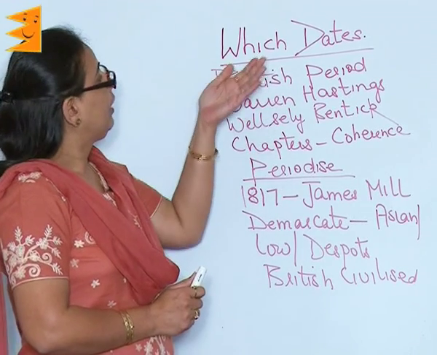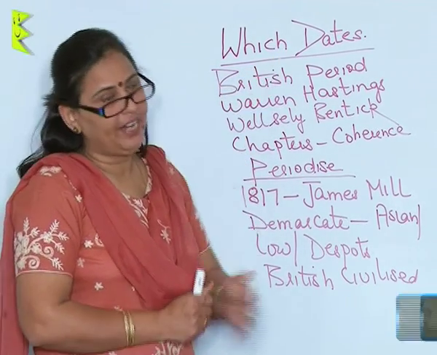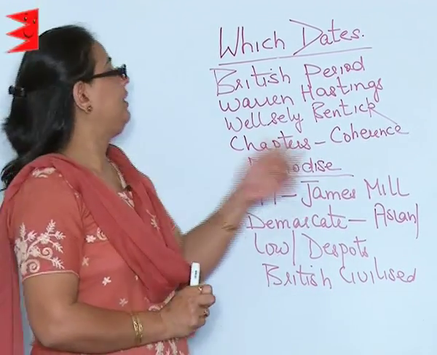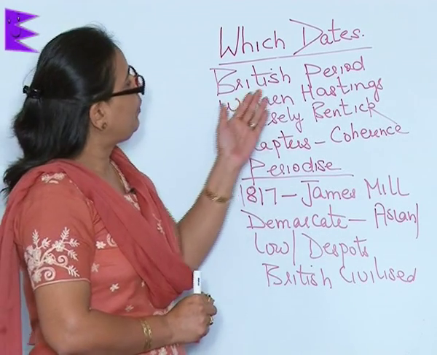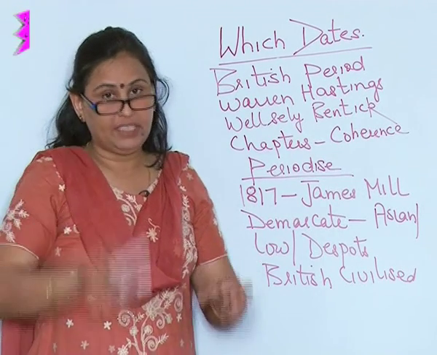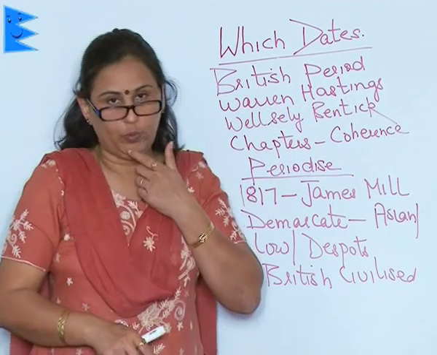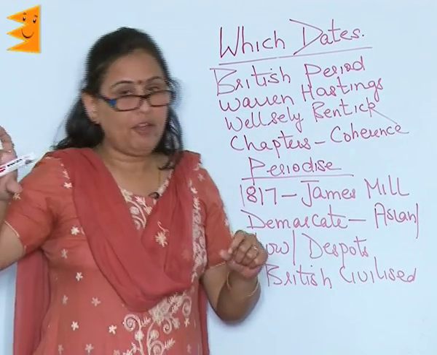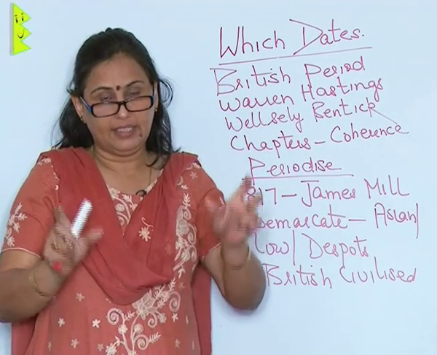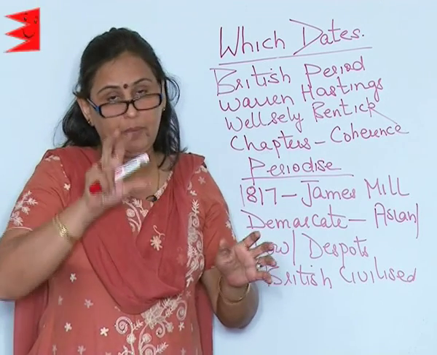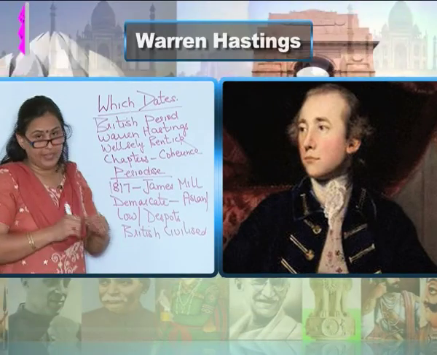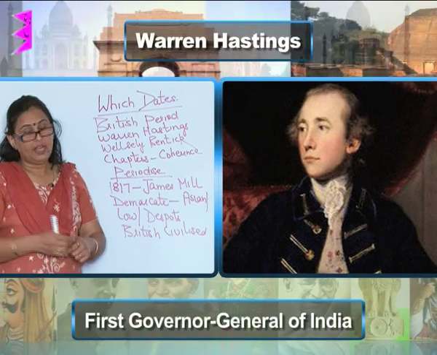Now, we have to see which dates are important and which dates have to be actually mentioned in the history. Now, when you write about the British period, it is generally done on the basis of the Governor Generals who were there. So, the period of the Governor General is categorized as the date of that particular period.